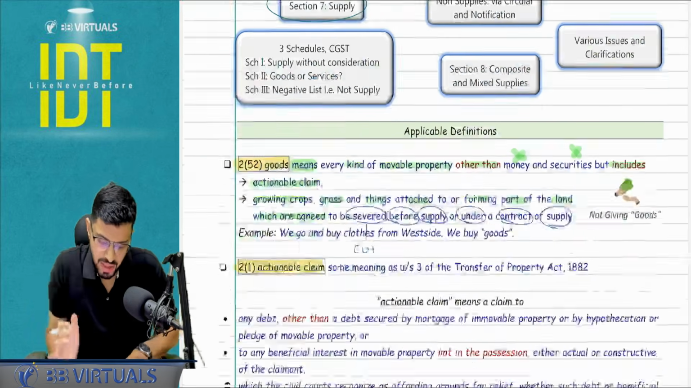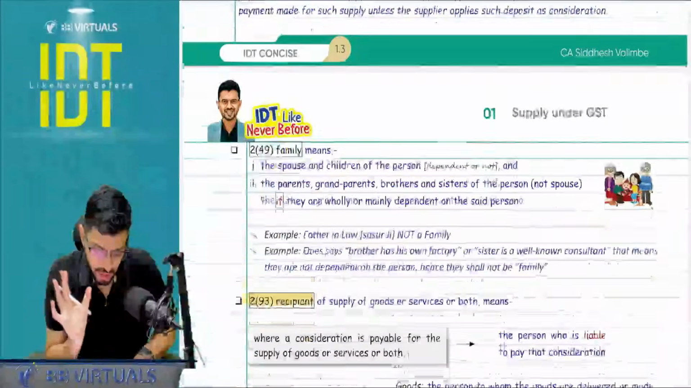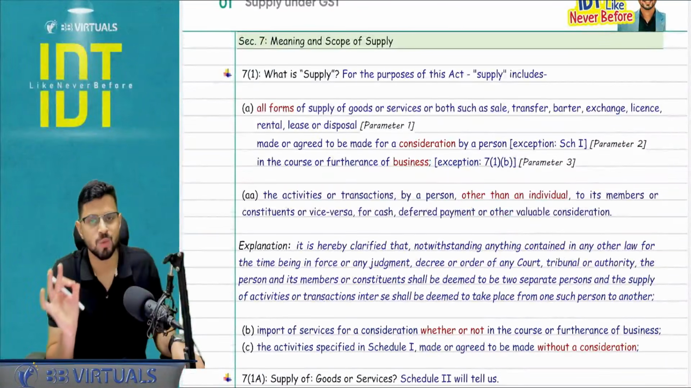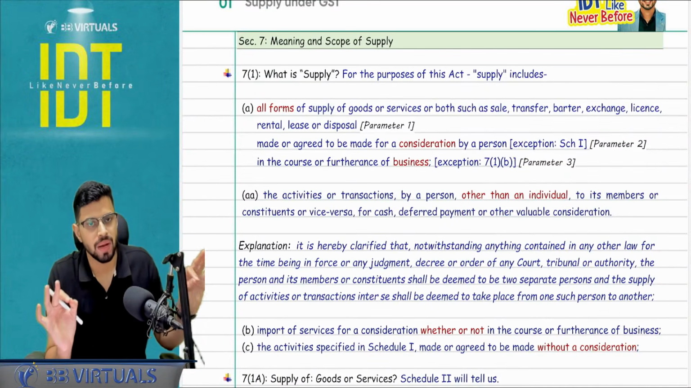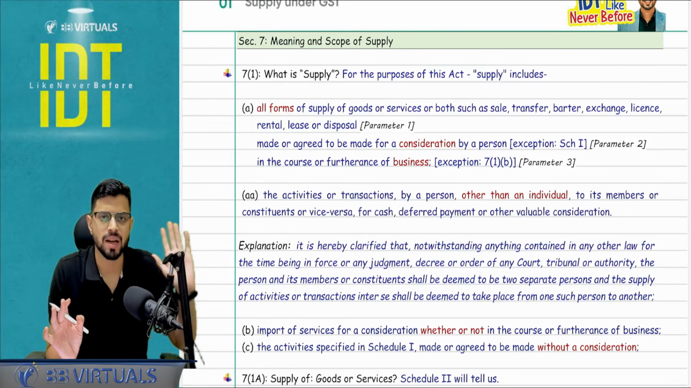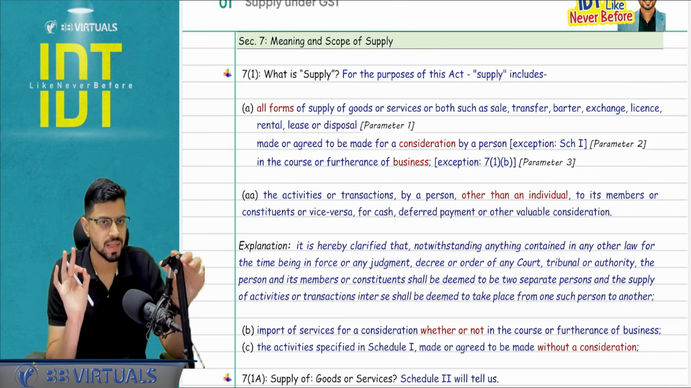So let's start with section number 7. We will decode the section. You will love the interpretation. Let's start. Section number 7, meaning and scope of supply. All the sections are primarily of the CGST Act. Only there are 2 chapters where IGST Act is going to come. I will tell you that. So all the sections are of CGST Act.